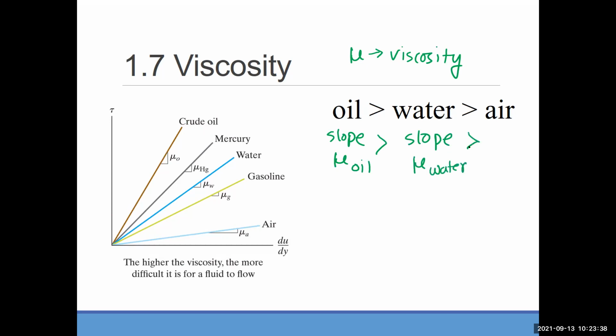And what is the lowest viscous fluid here? So just by looking at the relative slope, can we tell which one is more viscous and which one is less viscous from this plot? Okay, good. Now, here you can see all the lines are linear, straight, right?